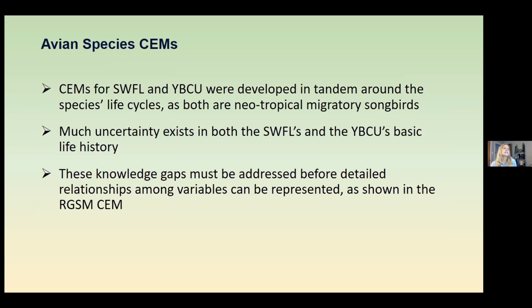And these knowledge gaps, this uncertainty in the life history, must be addressed before relationships among the variables can be represented in the amount of detail that we've done with the silvery minnow. It doesn't mean that we have to stop. There'll just be a lot of question marks.